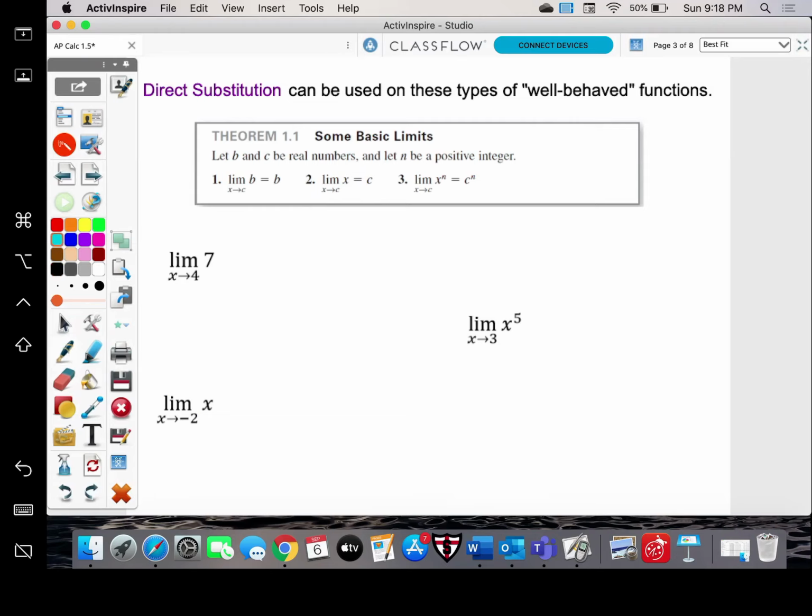So if we evaluate some of these things using those properties, the first one here, the limit of 7 as x approaches 4, that's rule number 1, so that's just going to be 7. The second one, limit of x as x approaches negative 2, that is rule number 2, so we take negative 2, plug it in for x. That limit is negative 2. And the third one here on the right is rule number 3, so we take our 3, plug it in, we get 3 to the 5th, or whatever 3 to the 5th equals.